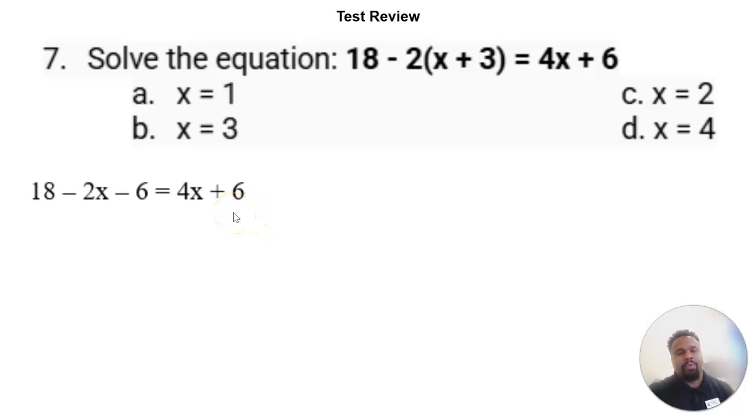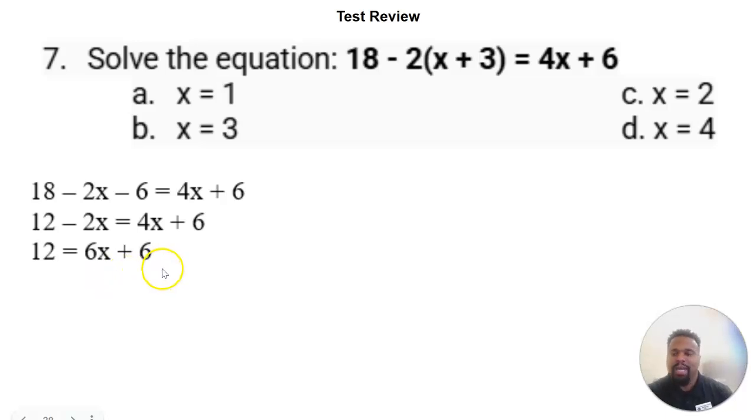Now that you do the distributive property, what you want to do is combine like terms. So if I look on the left side of the equal sign, my like terms are 18 and negative 6. So if I do 18 minus 6, that gives me 12. So 12 minus 2x equals 4x plus 6. I got variables on both sides now. So I want to work on moving the variable to one side of the equal sign. I'm going to move 2x over to the right, but that's just a smaller coefficient. So I'm going to add 2x on both sides, and it's going to leave me with 12 equals 6x plus 6. Now we got a two-step equation here. Subtract 6 on both sides. 12 minus 6 gives you 6, so 6 equals 6x. Divide 6 on both sides, and x equals 1.